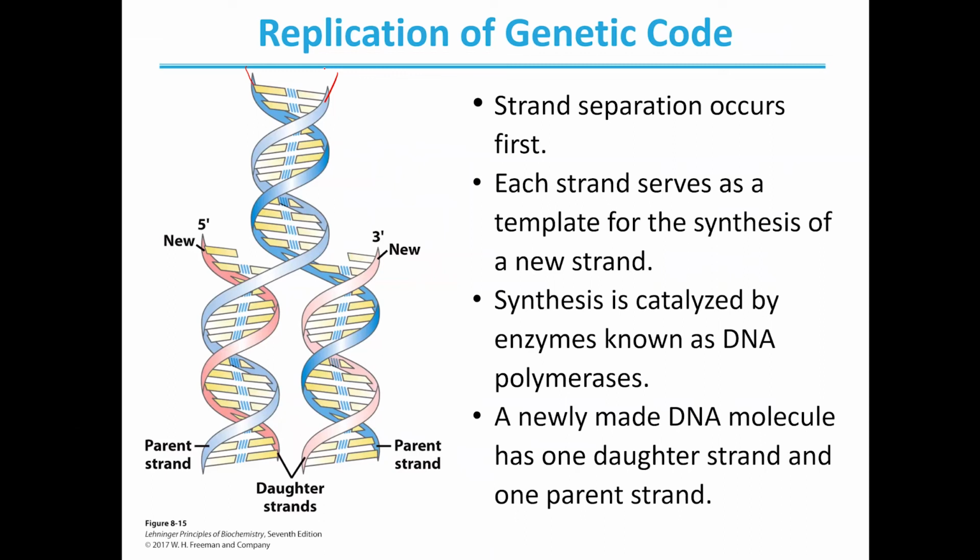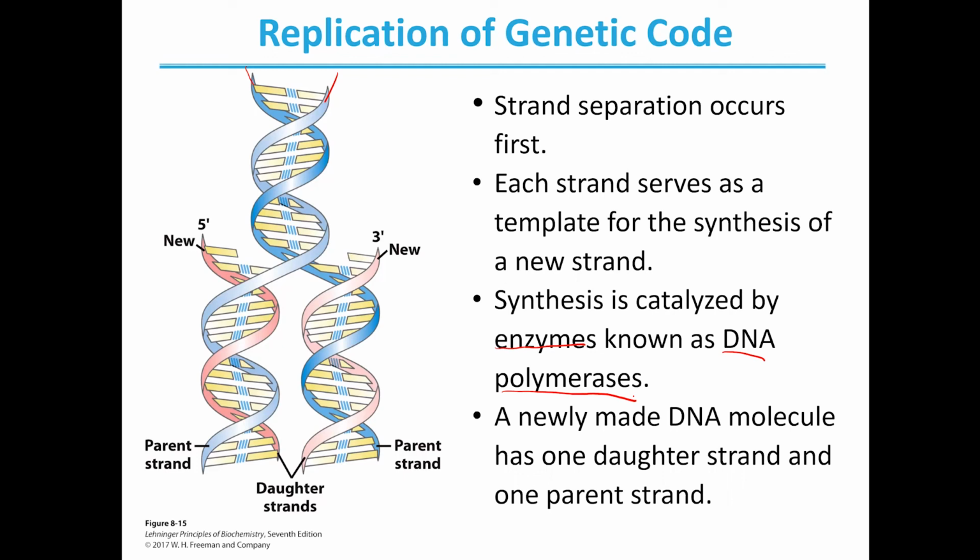This type of synthesis, forming a new strand, is catalyzed by an enzyme that we'll be talking more about called DNA polymerase. DNA polymerase is actually a very large enzyme. That means that it is a protein that is made up of multiple subunits. Remember, it has quaternary structure.